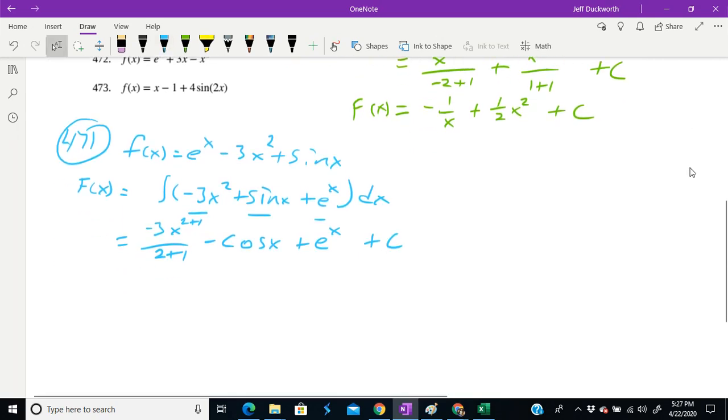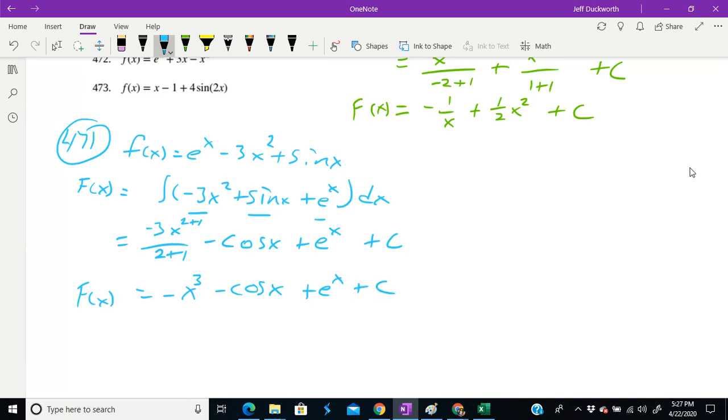This one I'll run a check on. So let's first get it done. So that's going to be negative 3 over 3, which is negative 1. So x cubed. And this is going to be minus cosine of x plus e to the x and plus c. So let's do a check.